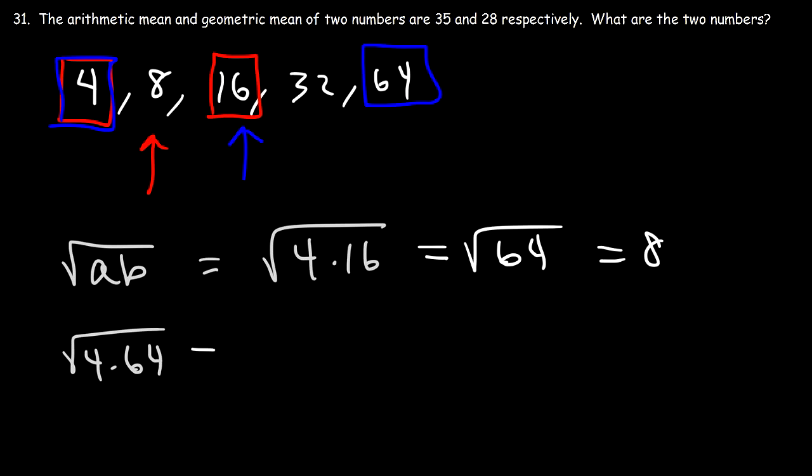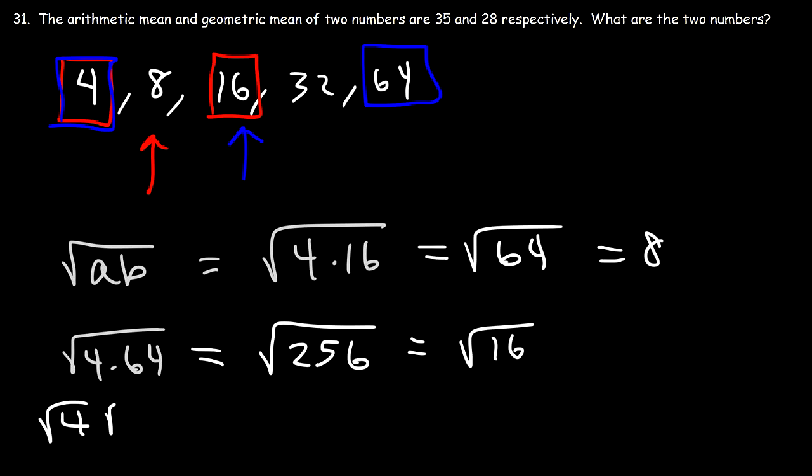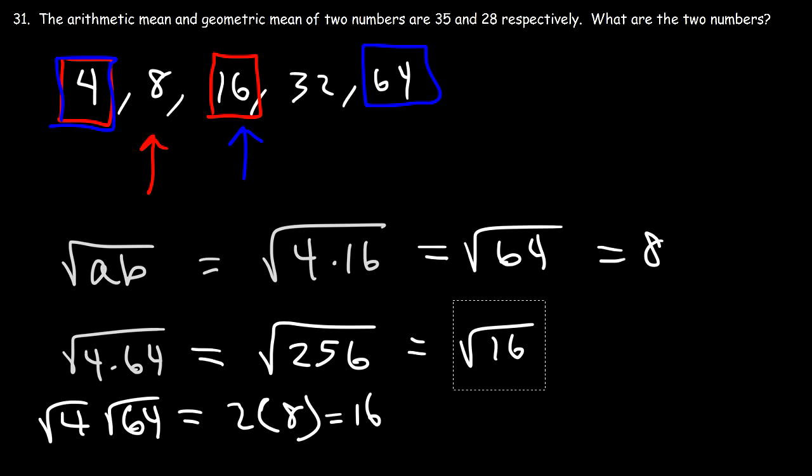Now what's 4 times 64? 4 times 60 is 240. 4 times 4 is 16. So 240 plus 16 is 256. And the square root of 256 is 16. Now granted, you could have done it this way. You could separate 4 and 64. The square root of 4 is 2. The square root of 64 is 8. 2 times 8 is 16. So as you can see, the geometric mean is 16.